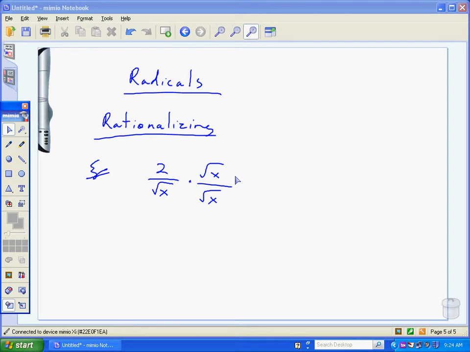Because when we multiply this fraction, we go straight across and we get square root of x times square root of x is the square root of x squared. Well, square root of x squared is just x. It gets rid of the square root. So this answer ends up looking like this. And we're done. So that's rationalizing a monomial.